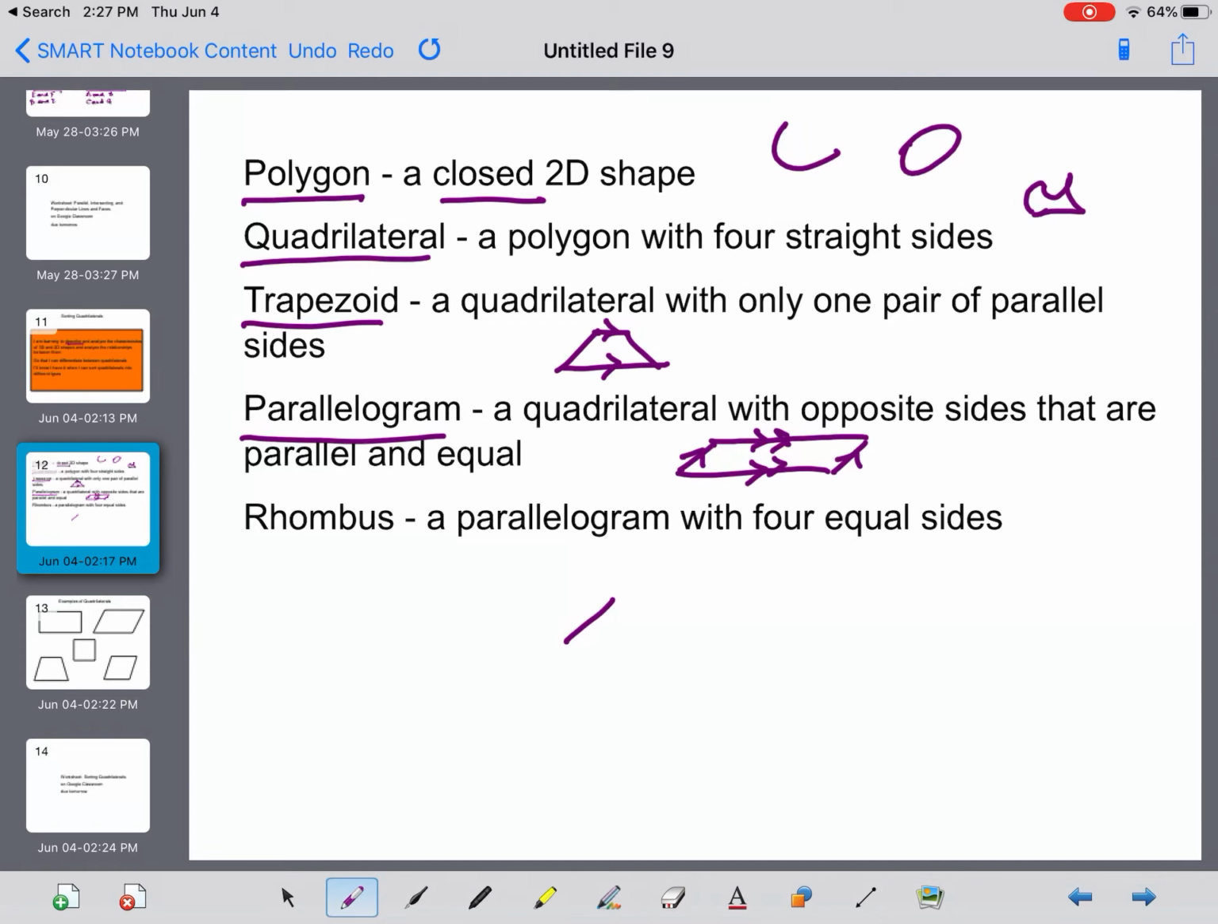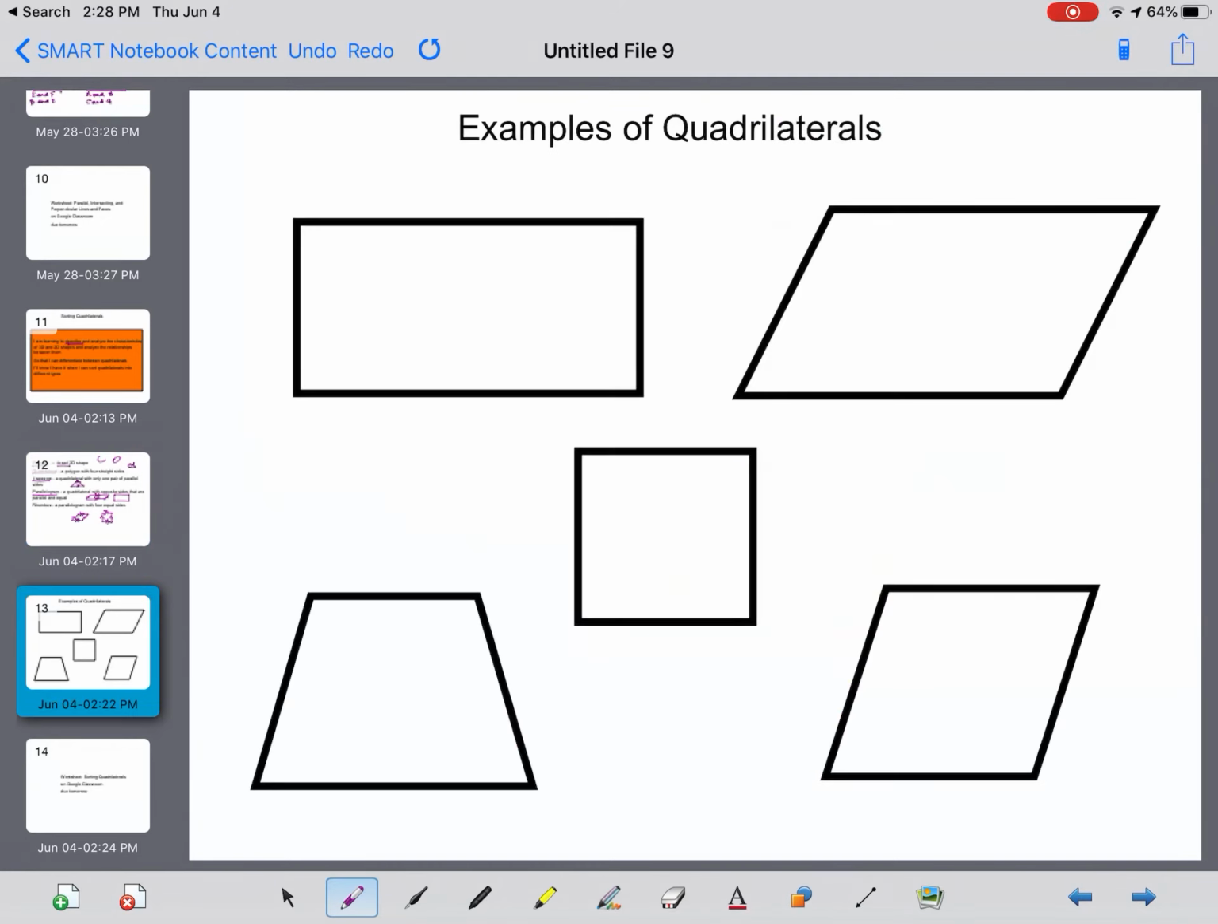A rhombus, I like to say, is like a squished square. If all of our sides are equal in length and they look like that, then it would be a rhombus. As you may know, that also means a square is in fact a rhombus, because it has opposite sides that are parallel and all 4 sides the same length. A rectangle is also a parallelogram for the same reasons.